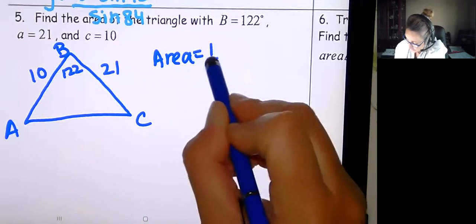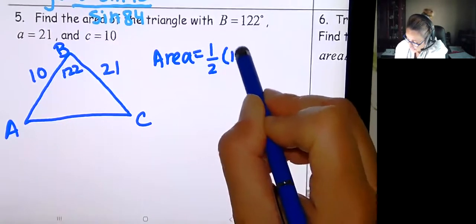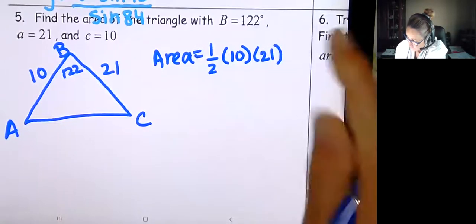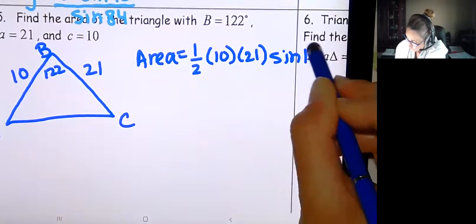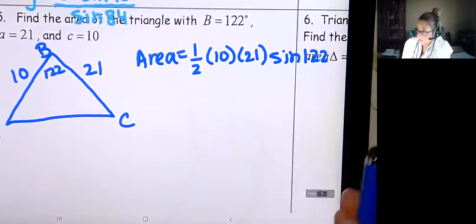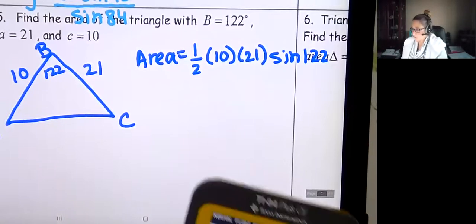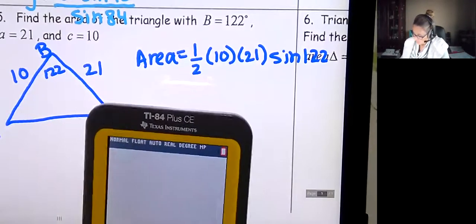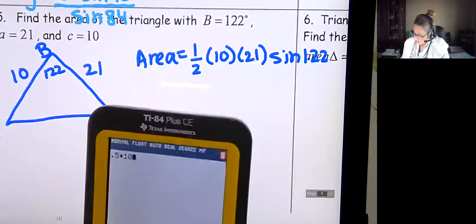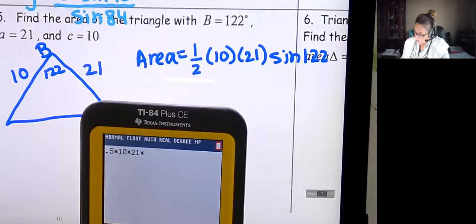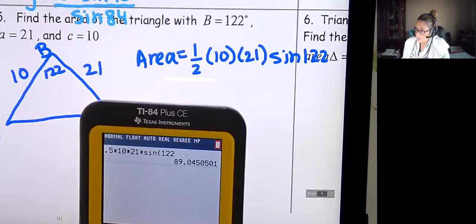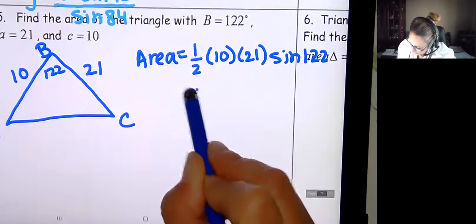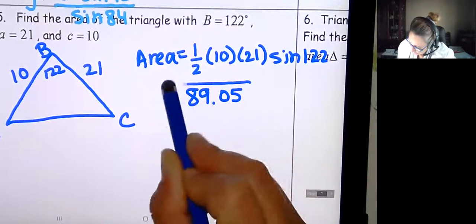So I'm going to take 1/2 my 10 times my 21 times sine of 122. And I'm just going to put that in my calculator. So instead of typing in 1/2, I'm going to go 0.5 times 10 times 21 times sine of 122, and I end up with 89.05 units.